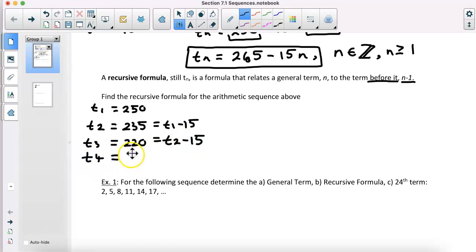Okay, so T4 is going to be the exact same. We take the term before it, and we subtract 15. And if we were to move on to T5, we take the term before it, and then we subtract 15.